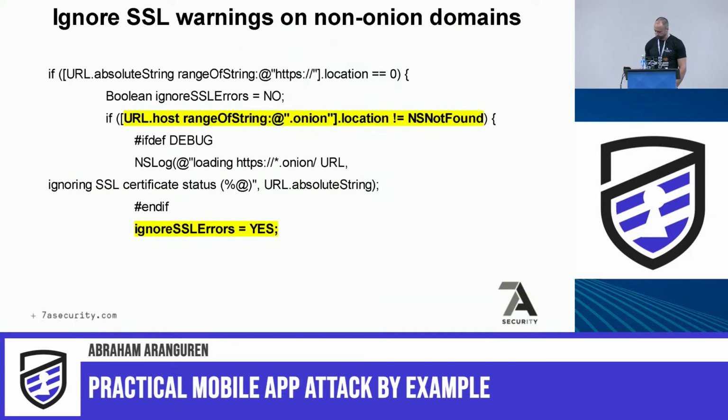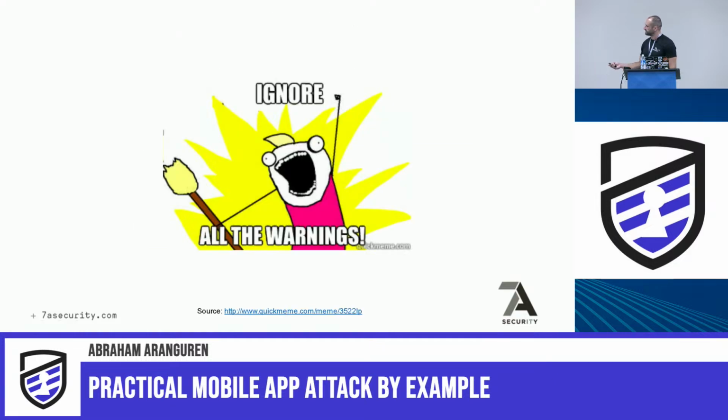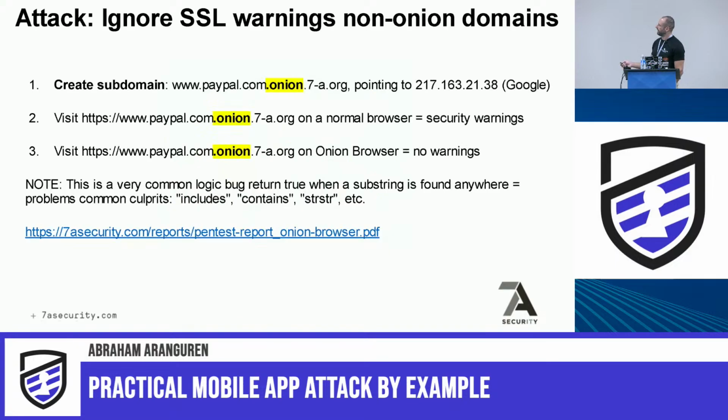So now let's see some examples of URL validation. Now in this case, this was the Onion browser, which has the problem that when you load a .onion domain, it's not going to have a valid certificate, and therefore it should ignore SSL errors. However, there's a problem with this, right? So this allows us to ignore all the warnings, and it's just looking for .onion somewhere in the URL.